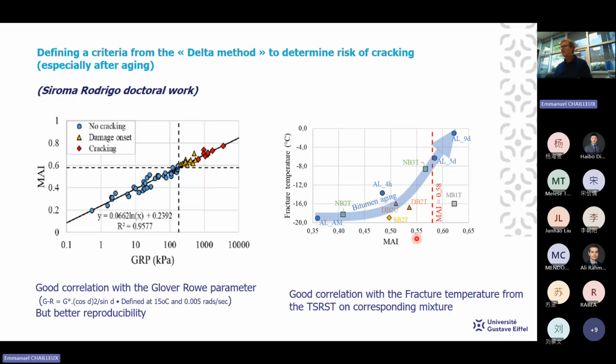We have also compared this molecular agglomeration index with the fracture temperature using the TSRST test on mixture, and we find a very good correlation, very good evolution of this molecular agglomeration index according to the fracture temperature. It seems there is a limit where the phenomenon of fracture temperature accelerates at a certain molecular agglomeration index close to 0.6%. It corresponds perhaps to the gelification phenomena with asphalt.